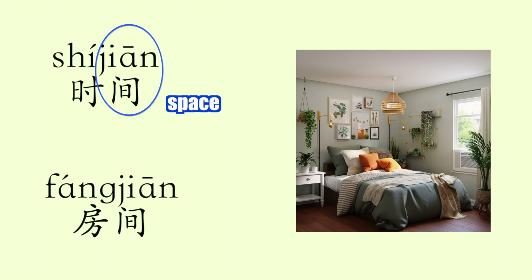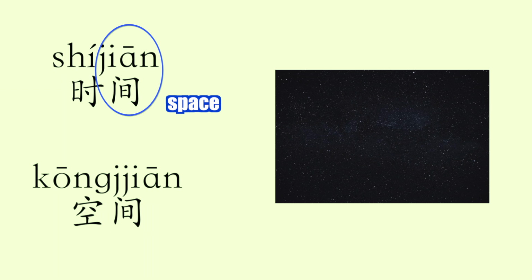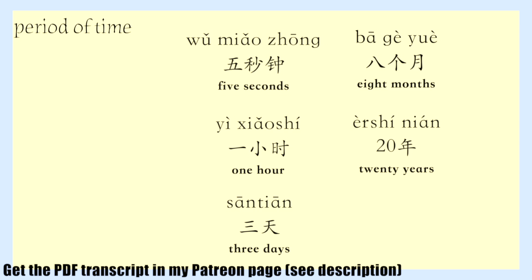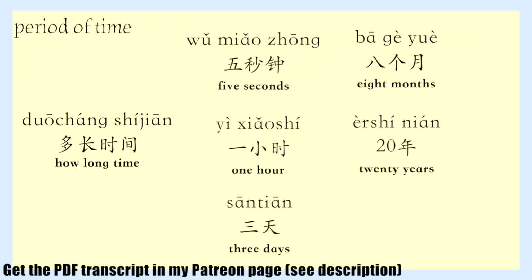Do you see the 间 in 时间? 间 means space, as in 房间 room, or 空间 space. So 时间 is the type of time that has space. Isn't it interesting? 5秒钟, 1小时, 3天, 8个月, 20年. These are all periods of time, aka 时间. And we use 多长时间 how long time as the question word asking for a period of time.